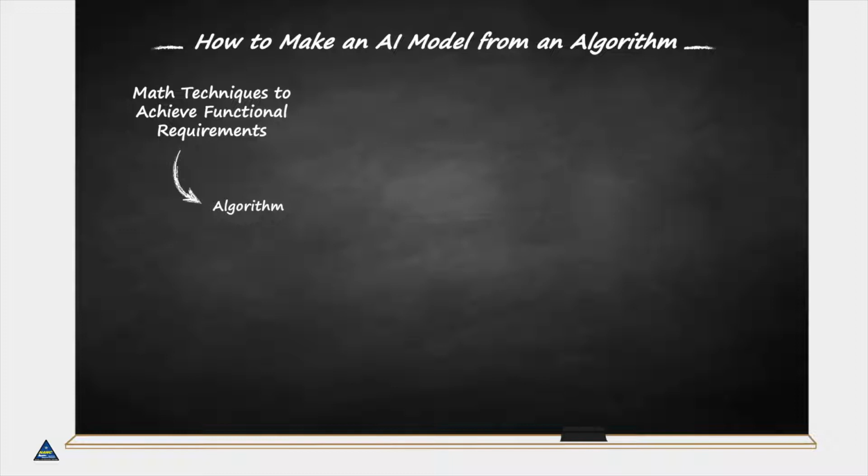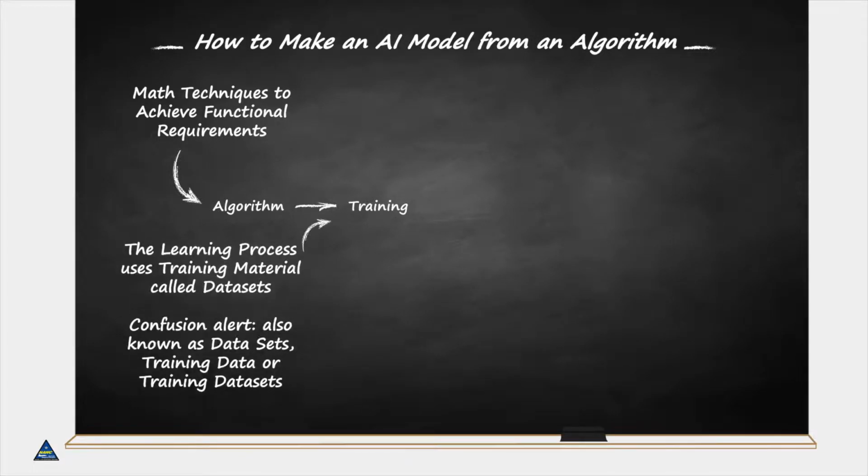From those math techniques and functional requirements, we begin the training process. Remember, the training process involved elements 1 and 4, the input and the output format. That input format comes from the learning process itself using training material called data sets. And just to make sure there's no confusion, a data set or training data sets are all synonyms for that material in that particular format used by that algorithm to train.